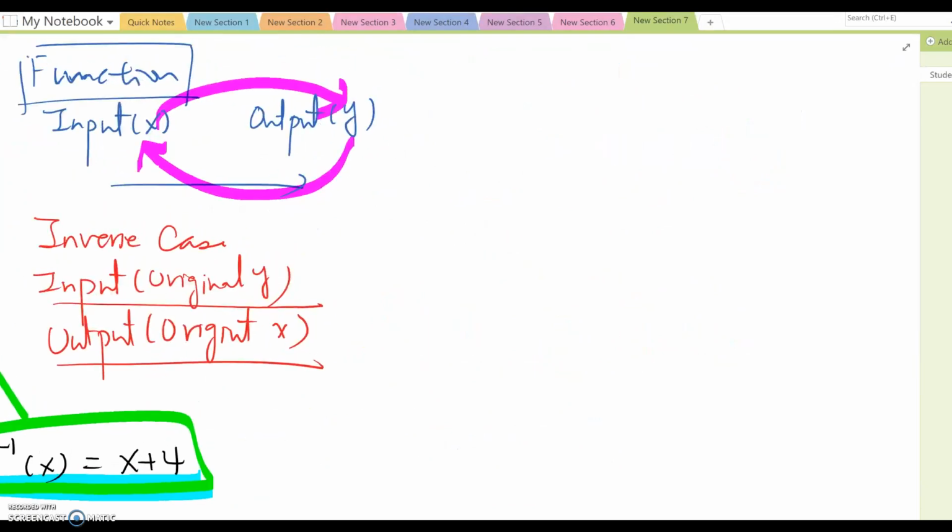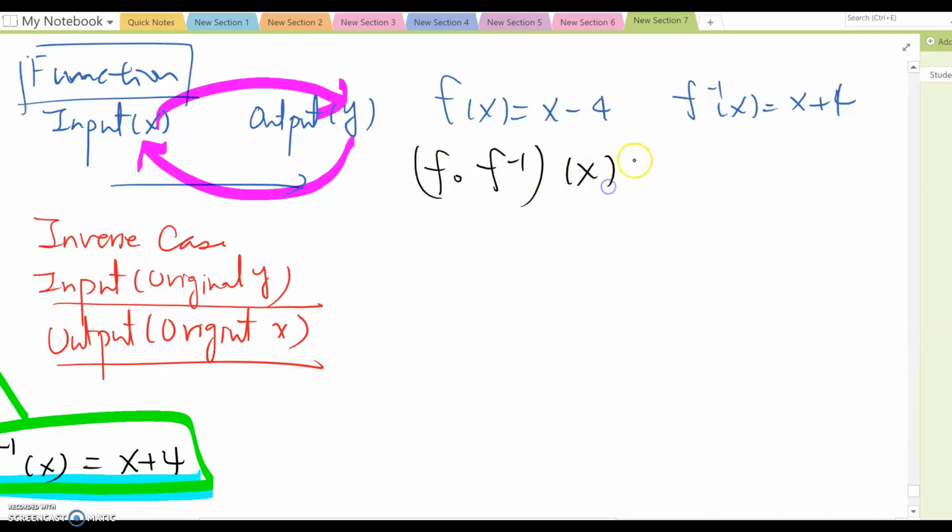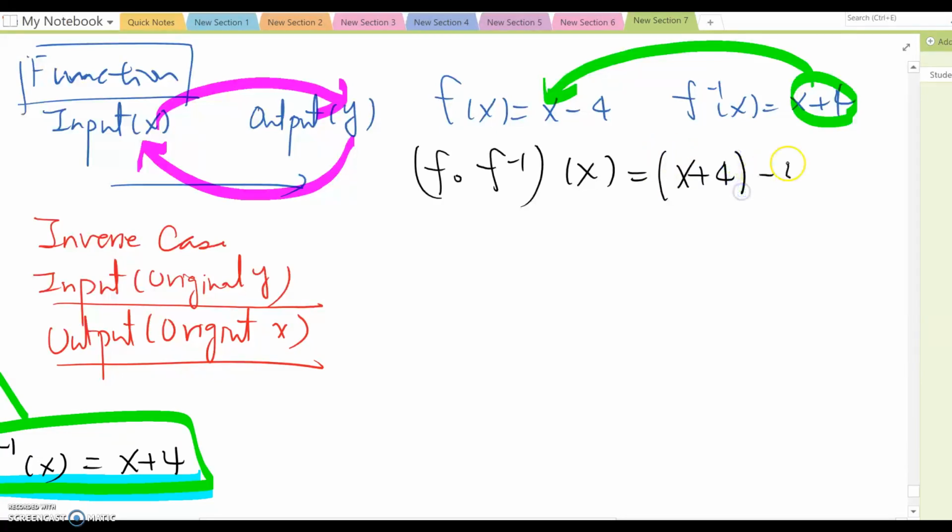So the key point is f(x) equals x minus 4, f inverse of x equals x plus 4. Let's find f of f inverse of x, which means you are plugging this into here basically, right? Then this becomes x plus 4 minus 4. Therefore, x plus 4 minus 4, so the answer becomes x.